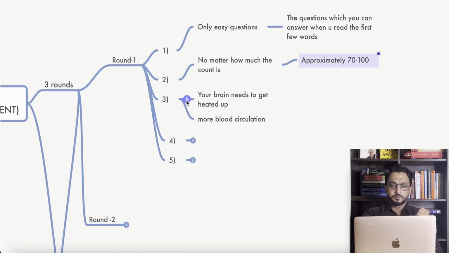Now why is it important to attempt in 3 rounds? First thing is, any machine has to be heated up for its best efficiency, isn't it? Similarly, your brain needs to be heated up. All those neurotransmitters, everything should start working. Also, more blood circulation should reach. Stress levels should come down. Then only your brain will function at its best. So anyone who has written this exam in 3 rounds in a serious way understands this better.